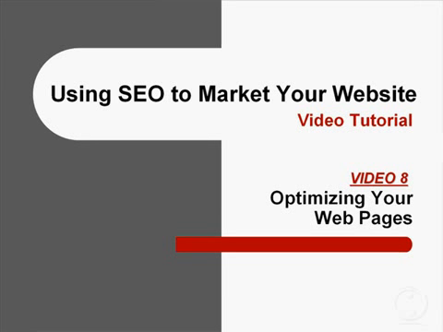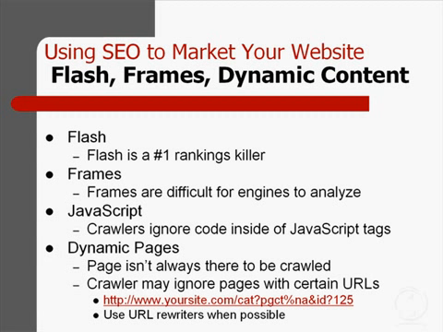Now, when comparing the technical and marketing aspects of search engine optimization, web page optimization is probably the most technical part. So let's start by taking a look at how Flash, frames, and dynamic content play a role in SEO. Now with Flash, although it's aesthetically pleasing and cool, the truth of the matter is that Flash is a #1 rankings killer. This is because the engine crawlers cannot actually see the text or any of the content covered in the Flash movie. That limits what it uses to identify the website to only a few components, like the site title, for instance.